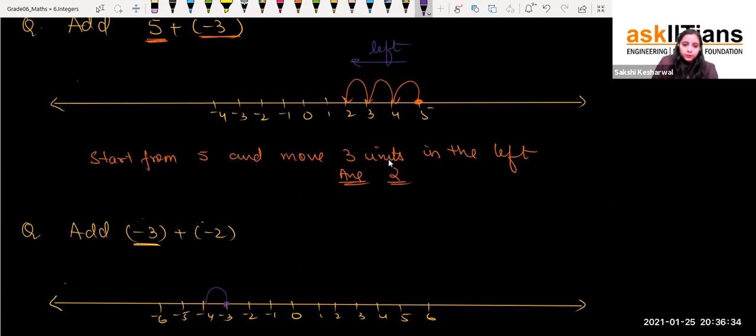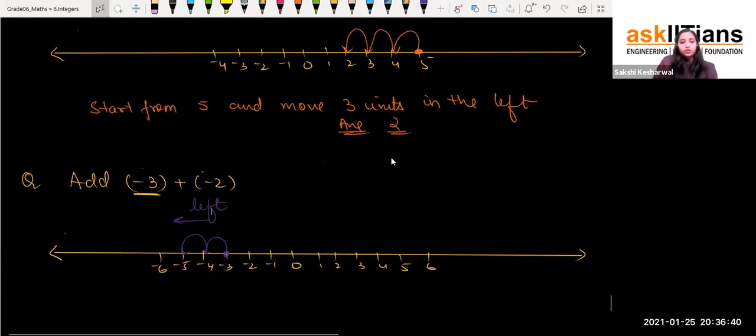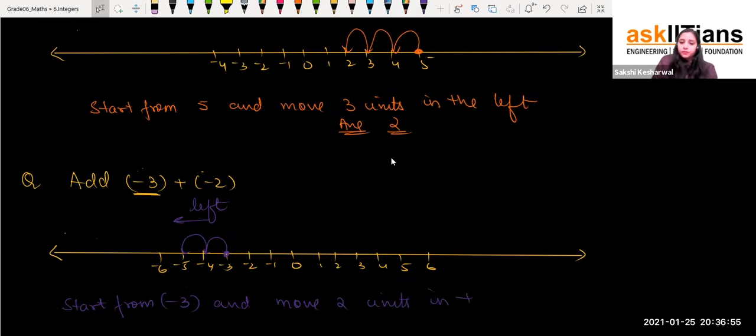So 1, then 2, right? So you will be going again in the left direction because you're adding a negative number. So you have to start from -3, right? And move 2 units in the left, right? So your answer is what, beta? Your answer will be -5. Yes or no? That's it. So can I just summarize one thing from the above or not?